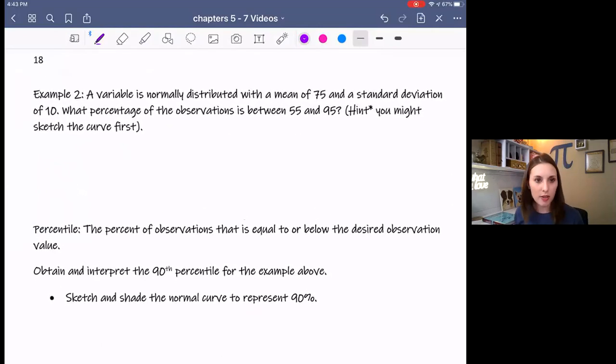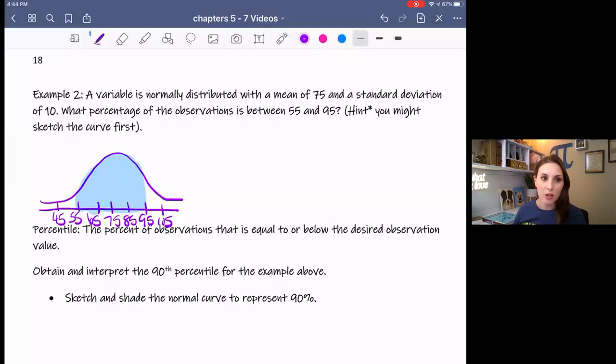Okay, go ahead and try this one on your own and then come back and check your work. There's a couple things I want you to note about this problem. So it says you might sketch a curve first. So I did sketch the curve and I shaded the region I wanted. Also, you need to note that it says it is normally distributed.